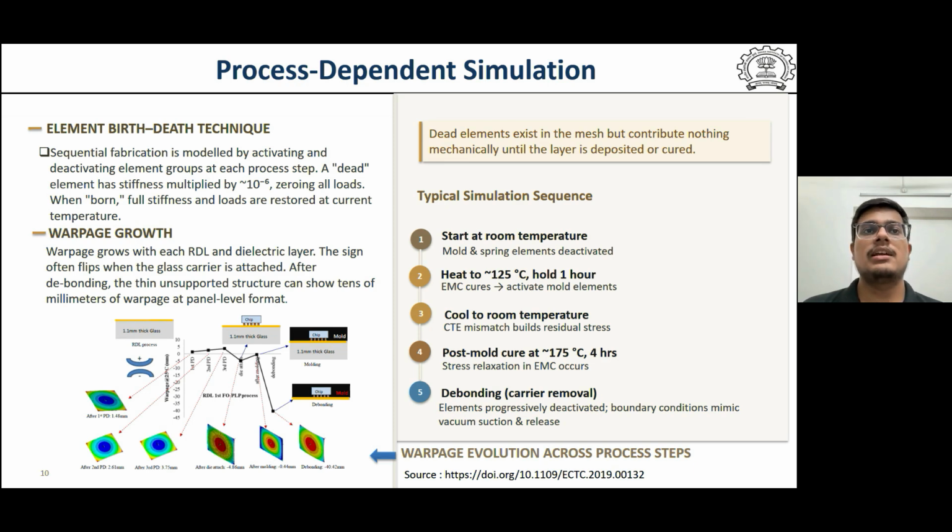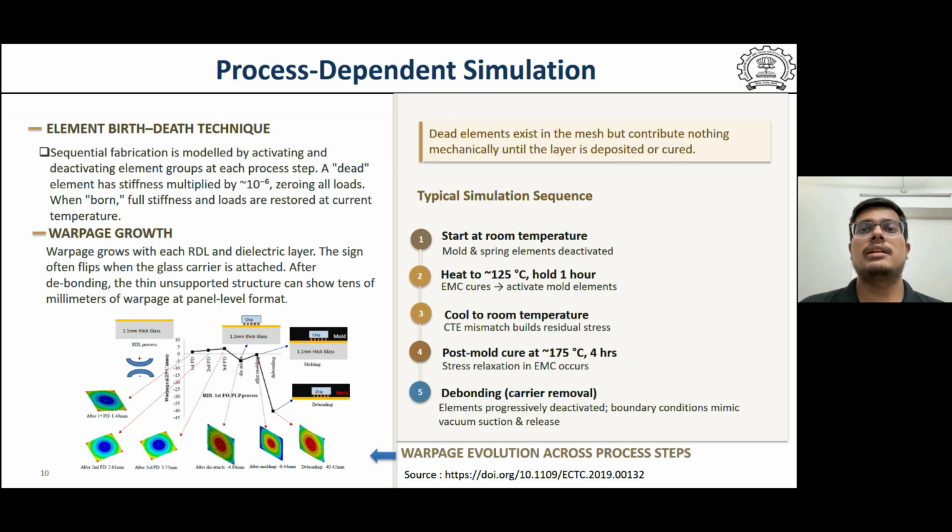Warpage mainly develops due to the CTE mismatch between the materials such as silicon, copper, dielectric and EMC. As thermal loading occurs during processing, incompatible thermal strain builds up and that causes the bending. The figure at the bottom shows warpage evolution through different fabrication stages. The process starts with the RDL fabrication on a glass carrier, followed by the molding and finally debonding.